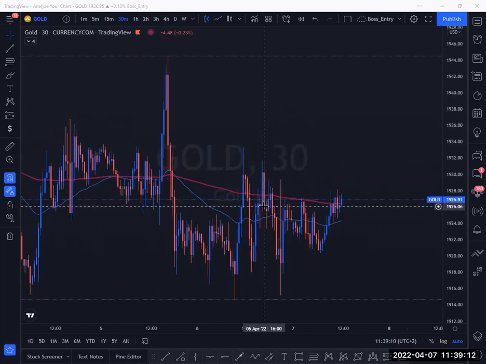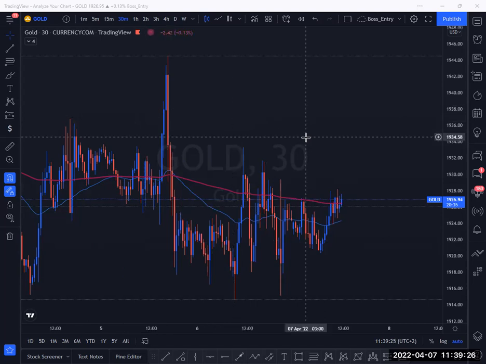Today I will teach the principle of market structure, then how to trade the principle of market structure. Basically, the market is moving, creating highs and lows.